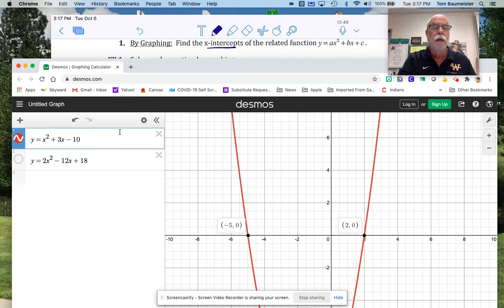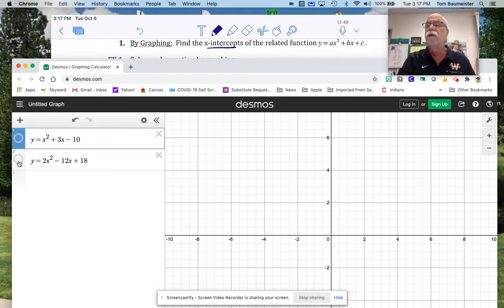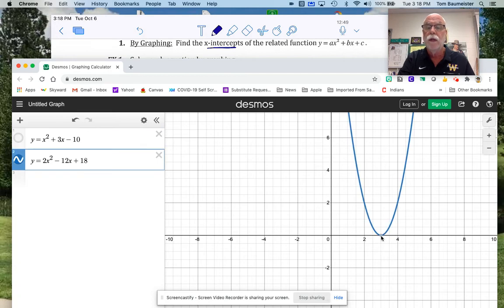So again, let me get rid of that one. And then the second one, I have exactly what I said. So if I do that, as you can see, it just barely touches it. And again, if I was to zoom in or out, I'm not going to right now because I'm in a hurry, you would see that our y-intercept would cross around at plus 18. But as you can tell here, on this one we have one real solution, and that one is at 3 and 0.